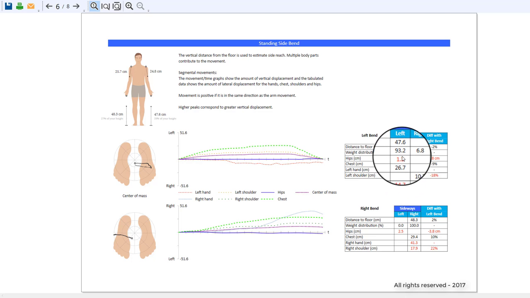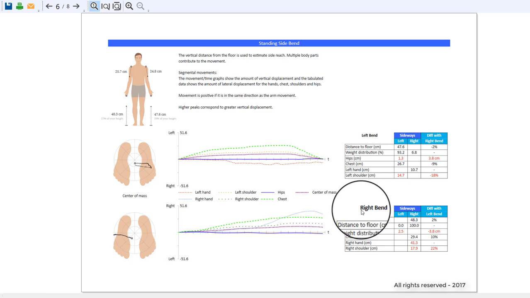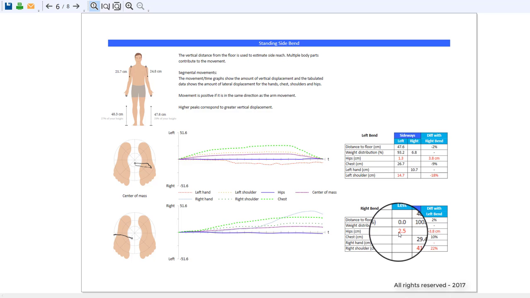So in this case, when the person bends to the left, the hips move to the same side. In this case, when the person bends to the right, the hips move to the opposite side. So they have two very different hip strategies. And this can explain the differences in the quality of movement.